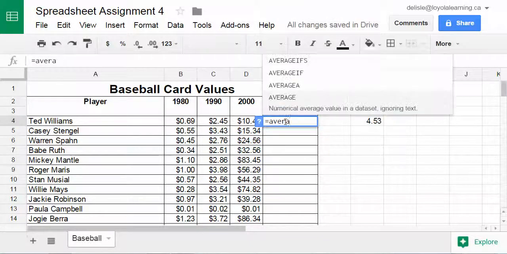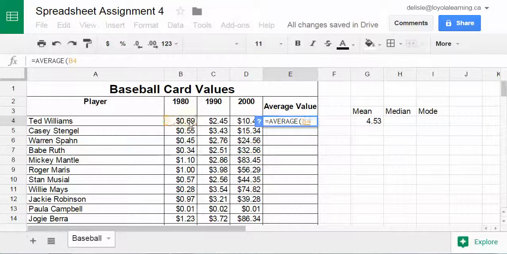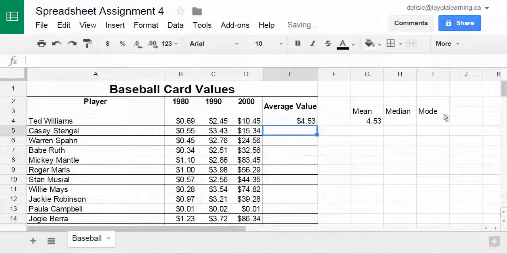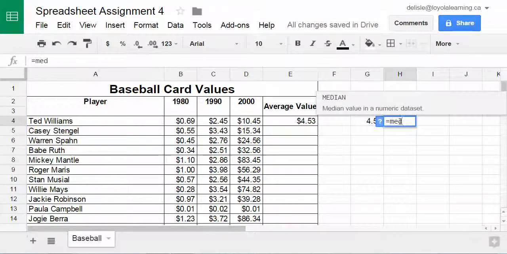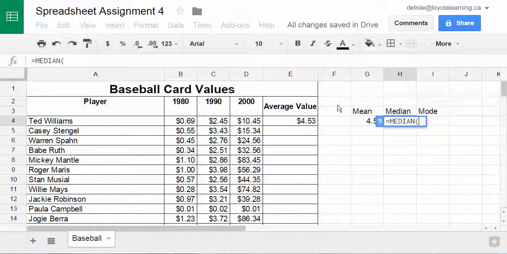As you start to type, all the different options come in here. There's one called average. It opens a bracket for you. Of these three numbers, we close the bracket, and we should get the same answer. The median is also a function for that, equals median. Okay, and it tells you median value, numeric data set, and that is just the middle number.